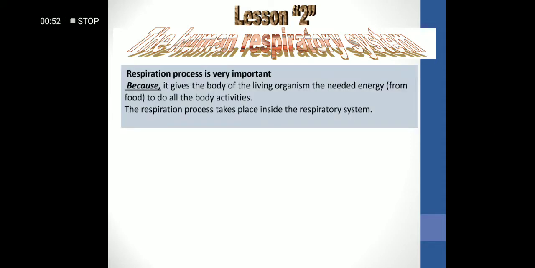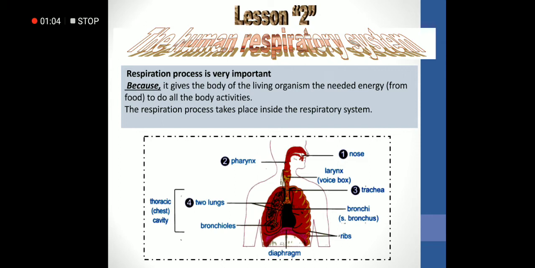Respiration process is very important because it gives the body of the living organism the needed energy from food to do all the body activities. The respiration process takes place inside the respiratory system. Here we have a diagram of the respiratory system. It consists of a group of organs. We will study each organ.